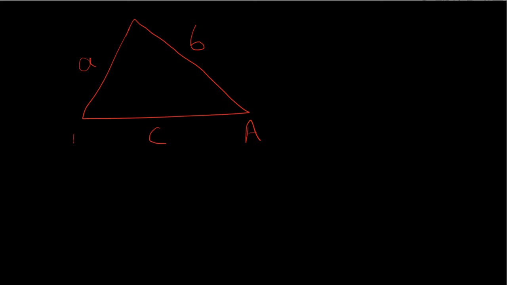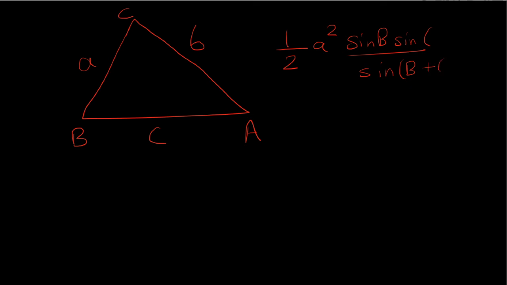Now the last formula will include two angles and included sides. So let's say we have a triangle ABC. There are three versions of this formula. We have 1/2 a squared, and then sine b sine c over sine quantity b plus c. And then you just basically switch the sides and angles.